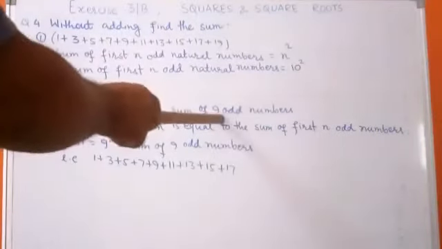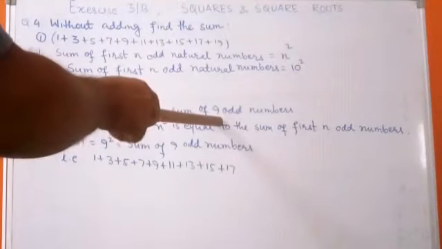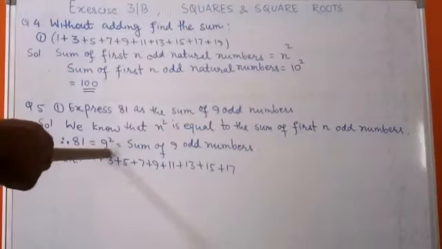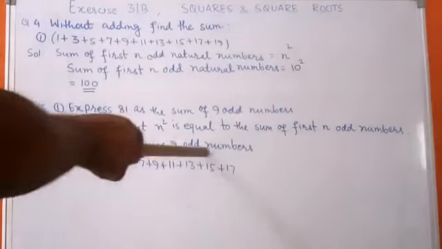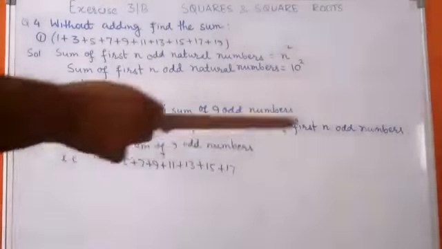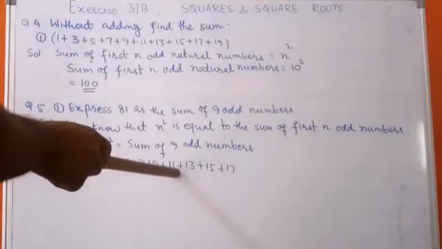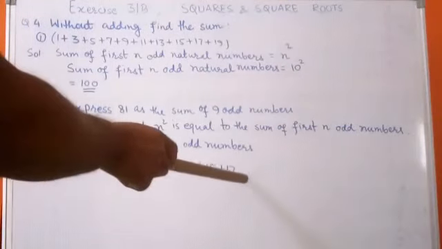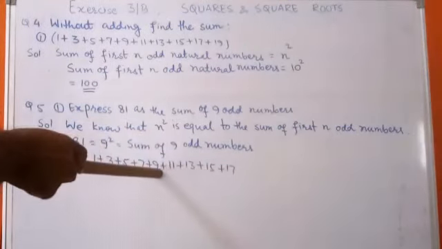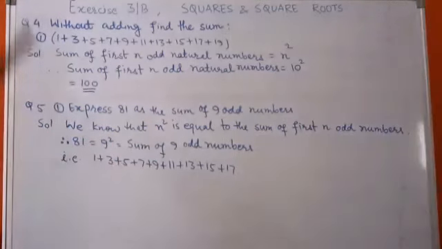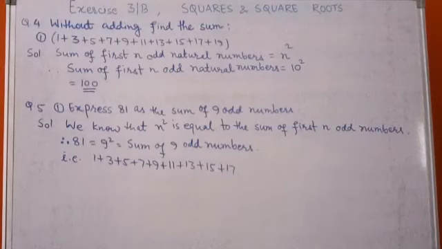Already here been given that 81 is the square of 9. 81 equal to square of 9, that is sum of 9 odd numbers. We have to write them: 1 plus 3 plus 5 plus 7 plus 9 plus 11 plus 13 plus 15 plus 17. 1, 2, 3, 4, 5, 6, 7, 8, 9. These are 9 odd natural numbers. Their sum is equal to 81.